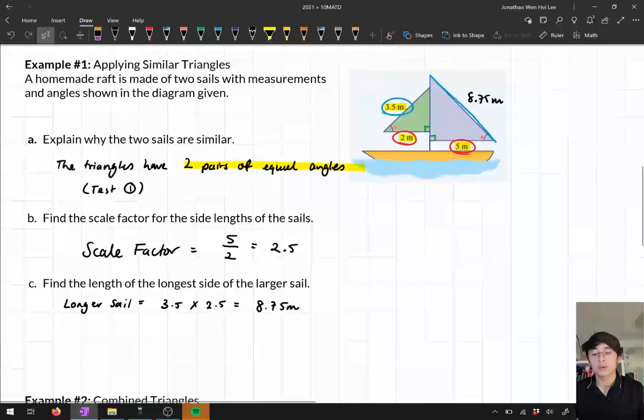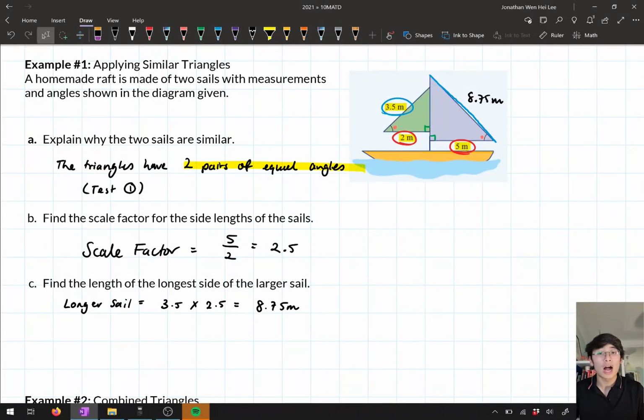So in these questions, what we wanted to do was firstly figure out why my two triangles were similar. And often the case is going to be that they've got two pairs of matching angles. And if we've got two pairs of matching angles, that means our two triangles are similar. Then we're going to need to find the scale factor between the two triangles and either multiply or divide depending on whether or not we want to find the measurement in the smaller triangle or the larger triangle.